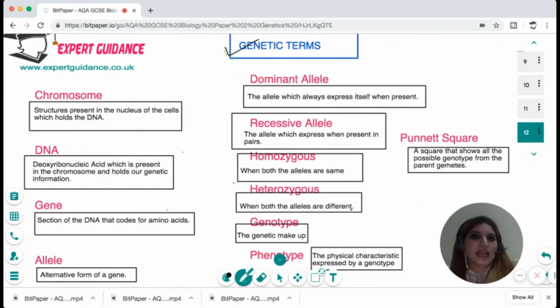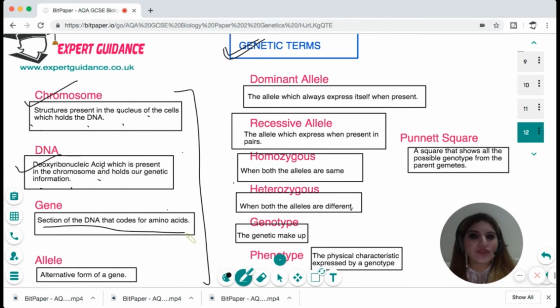Next are the genetic terms, because now we are moving on to the genetic process. In genetics, you should know what a chromosome is. We have just discussed all these 4. Chromosomes are the structures present in the nucleus of the cell which hold the DNA. DNA is deoxyribonucleic acid, which is present in the chromosome and holds the genetic information. A gene is a section of DNA that codes for an amino acid. An allele is an alternative form of a gene.